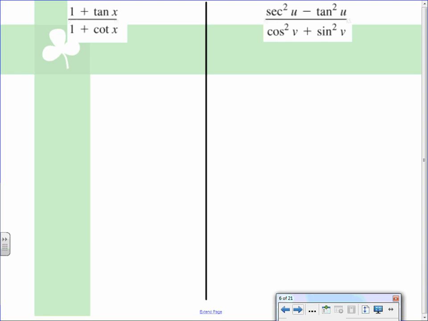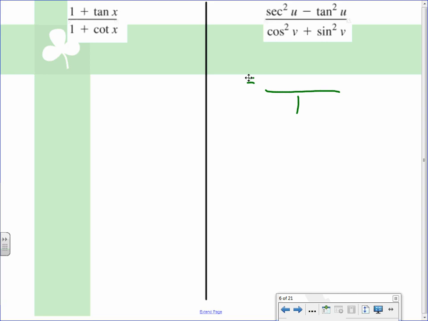Okay, so I've got secant squared u minus tangent squared u over cosine squared v plus sine squared v. I've never done something like this. The bottom is 1. Everybody agree with that? Okay, and they're the same angle, v and v, so we can use an identity with them. 1. What about the numerator?